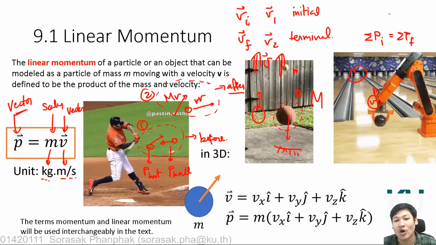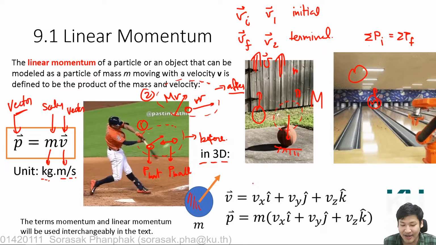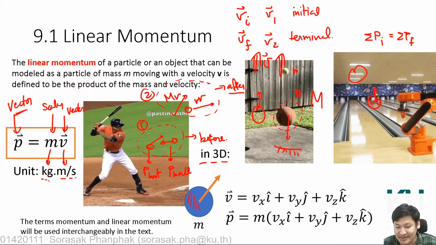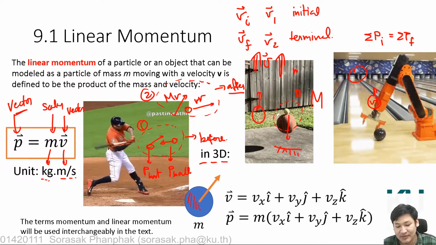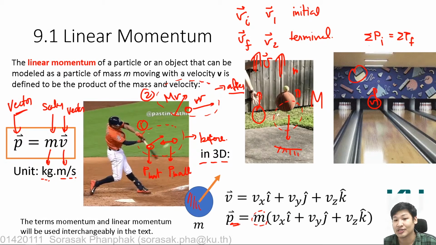If you have an object of mass m, like this blue object moving in 3 dimensions with velocity, and all velocity is in vectors, if you multiply it with the mass, you will get your momentum in 3 dimensions. This is how you use the knowledge of vector operations. You have the scalar multiplied with the vector, and you still have a vector.